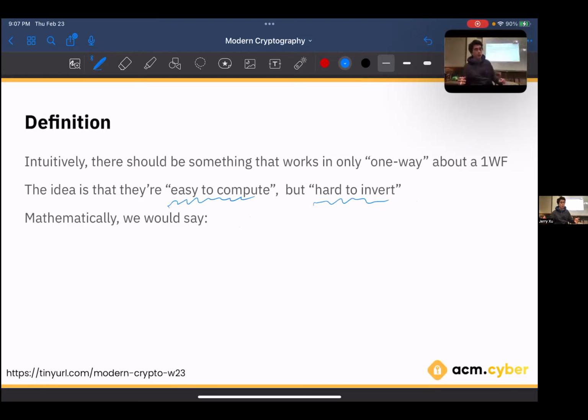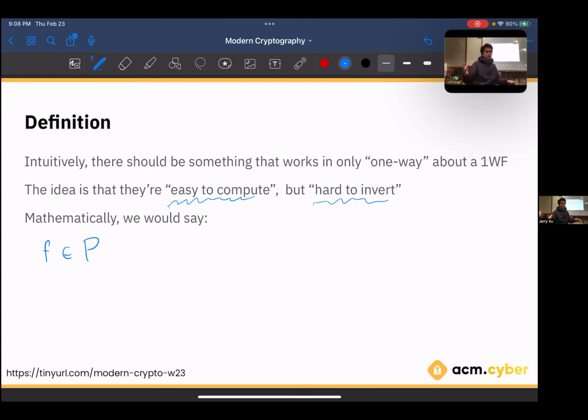So that doesn't really mean that much to us as mathematicians, computer scientists. So we need to formalize these concepts of easy to compute and hard to invert. So does anyone want to start us off? Have any ideas what these might mean? Okay. So generally, when we say something's easy to compute, especially in computer science, we mean that you can do it in polynomial time, right? So our function f is going to belong to the class P, right?